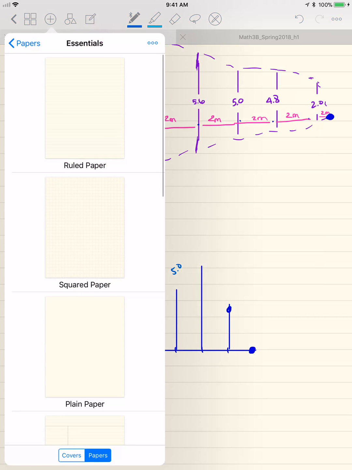You know what would actually be better? If we just add a page below, and the page is going to have squared paper. Won't that save us all some time and stress? All right. So now each mark is going to be 2. So it'll be 2, 4, 6, 8, 10, 12, 14, 16. And then in terms of height, let's go 1, 2, 3, 4, 5, 6, 7, 8.